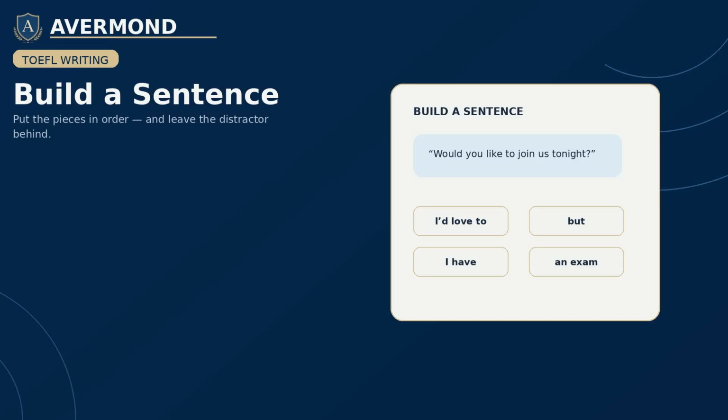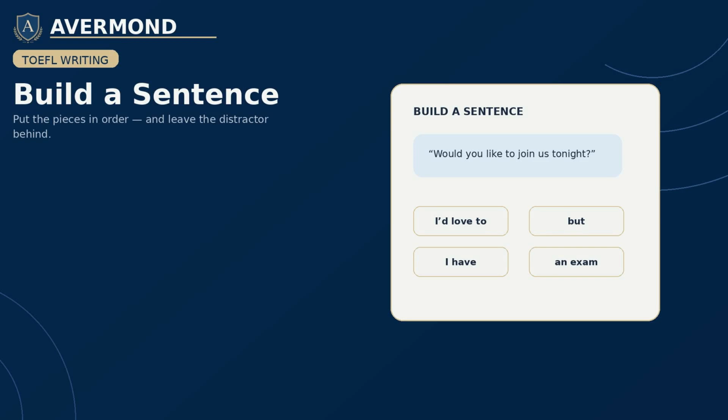One of the fastest tasks on the new TOEFL can also be one of the easiest places to lose points. You see a short conversation, a set of words and phrases, and several empty spaces. Your job is simple. Put the pieces in the correct order. But there is a catch. One of the pieces may not belong in the sentence at all. This task is called Build a Sentence.